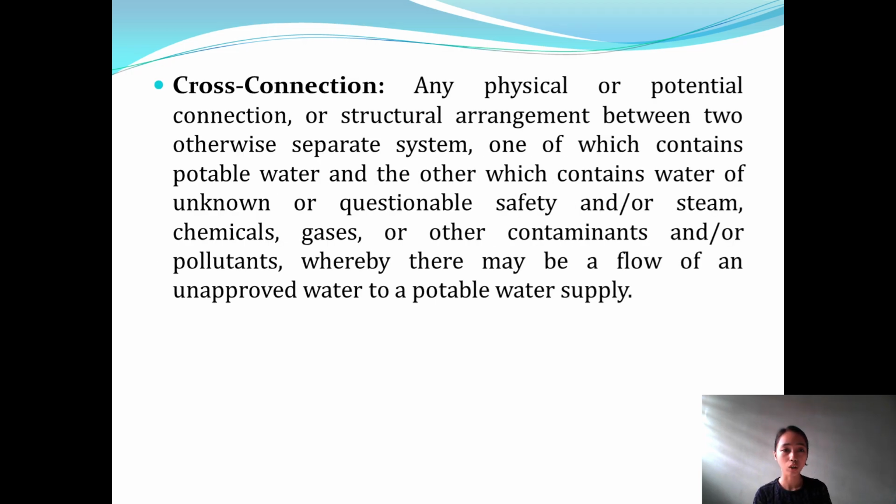The last is cross connection. Any physical or potential connection or structural arrangement between two otherwise separate systems, one of which contains potable water and the other which contains water of unknown or questionable safety and or steam, chemicals, gases, or any contaminants and or pollutants, whereby there may be a flow of unapproved water to a potable water supply.